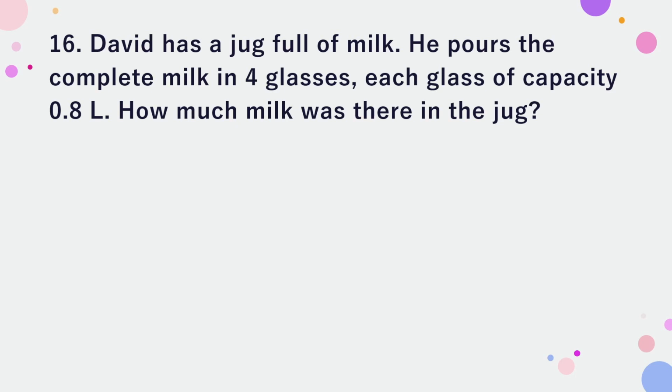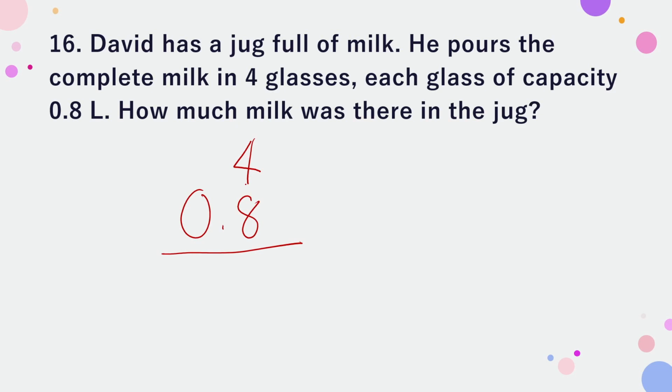So ang jug mapuno sa 4 glasses. The capacity of each glass is 0.8 liters. Is this clear? How did you get 3.2? You multiply. That's correct. That's multiplication.